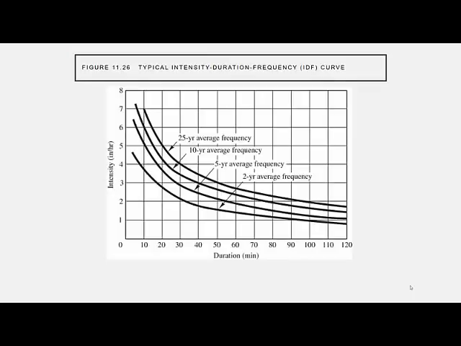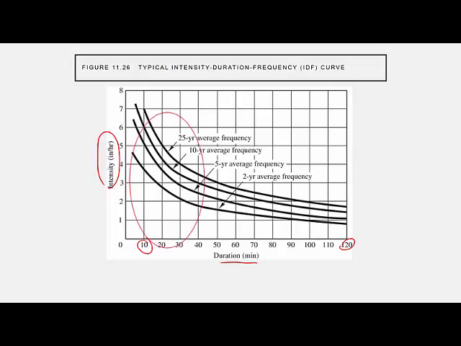So let's take a look at this figure and see what it's telling us. You have intensity in inches per hour versus duration. So what we see is that storms with lower duration are more intense. Longer duration are less intense.